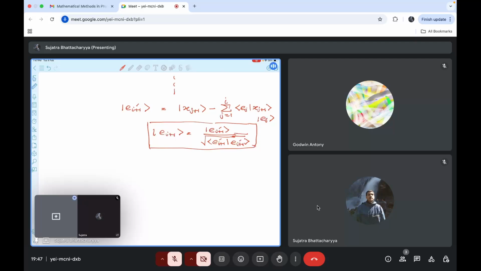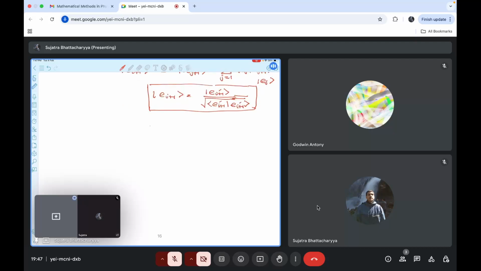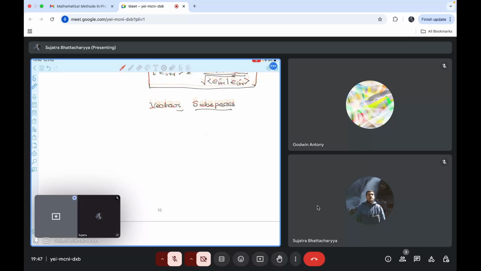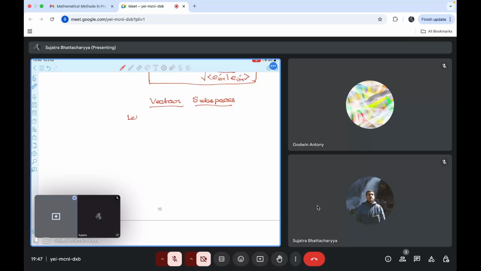Fine. Let's go for another important thing, which is vector subspaces. Questions can come from here also. The typical question is to prove that this is a subspace of a linear vector space. Let me quickly give the example. So V is a linear vector space, and let us say S is a subspace, a subset of V, the linear vector space.